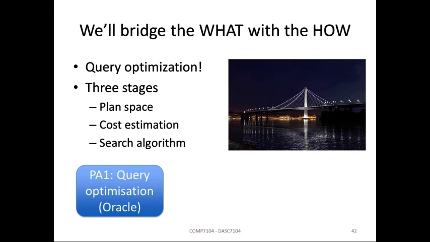We'll bridge the what with the how, basically looking into how, from a declarative specification of an information need, a SQL query, the system will decide on the best execution plan, by, first of all, charting a space of possible equivalent plans, estimating their cost, and then searching through this space in order to choose the seemingly best one, or the good enough one, let's say. And this will also be the topic of the first practical assignment, query optimization with the Oracle database system. And we'll see that query optimization is about three different stages. So the plan space, the space of options for executing a query, estimating their cost, and then searching through this space in the most intelligent way in order to reach the best or the seemingly best plan as fast as possible.